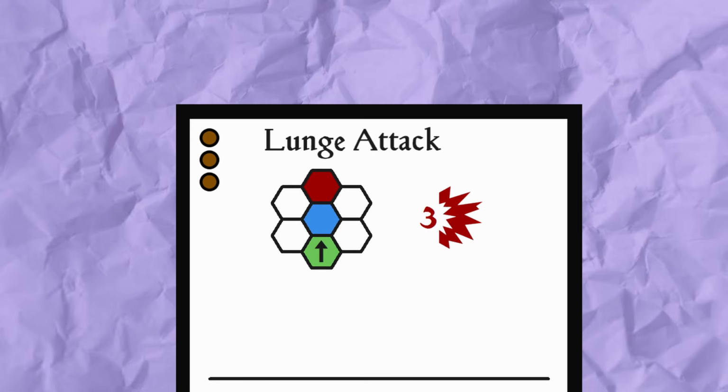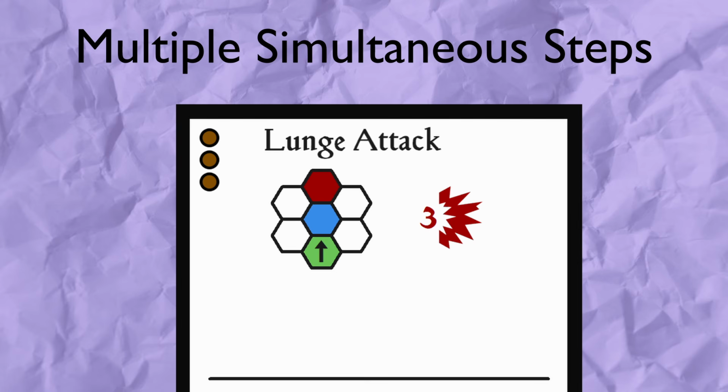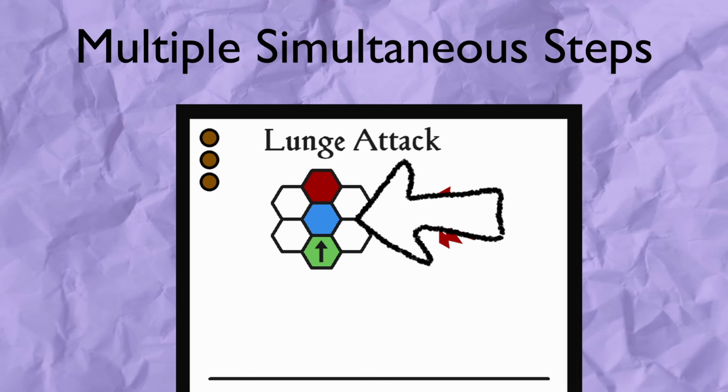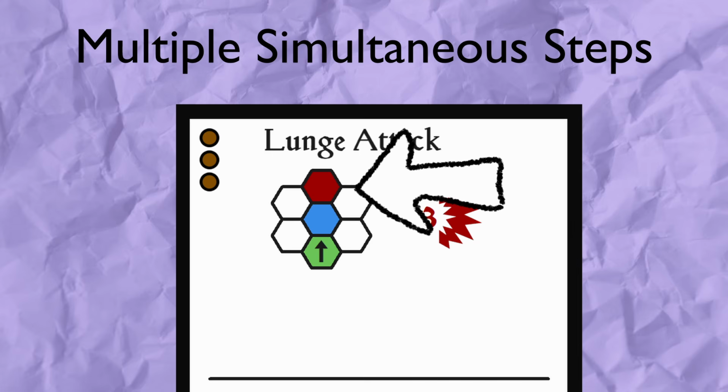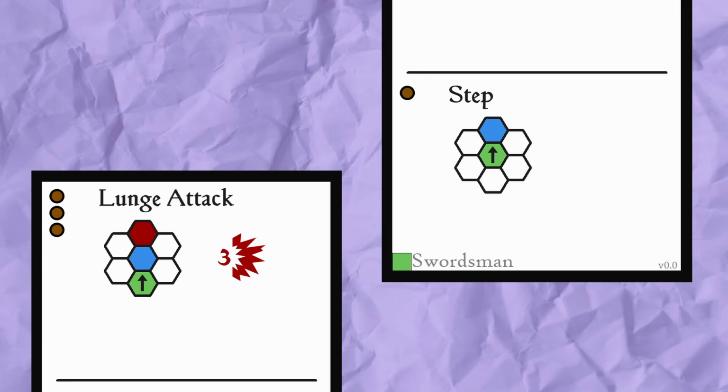Initially, cards resolved in multiple simultaneous steps. The green space with the arrow indicates the player's starting position and direction. The blue spaces indicate movement, and the red spaces indicate attacks. If I played lunge attack, and my opponent played step, then we would both move forward 1 space simultaneously. After that, I would attack the area in front of me. This kind of makes sense so far, but the devil is in the details.